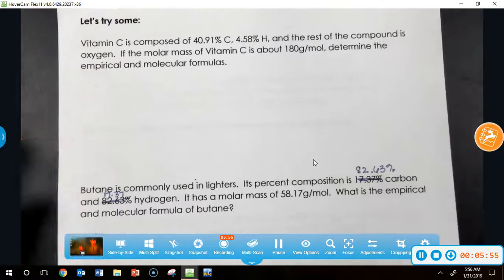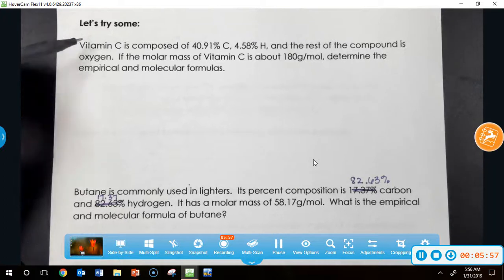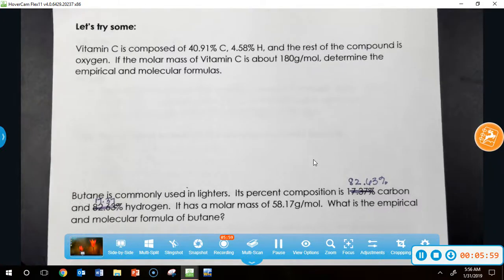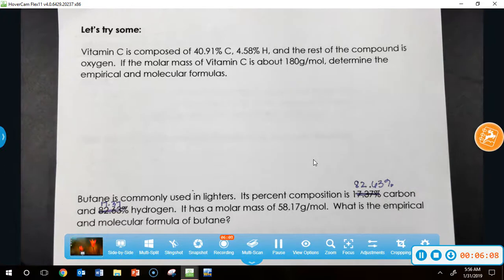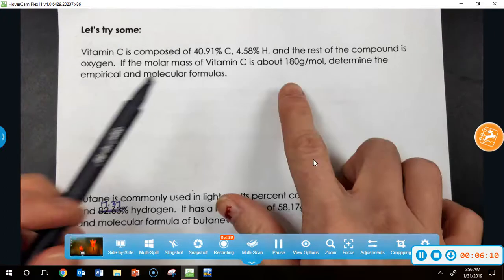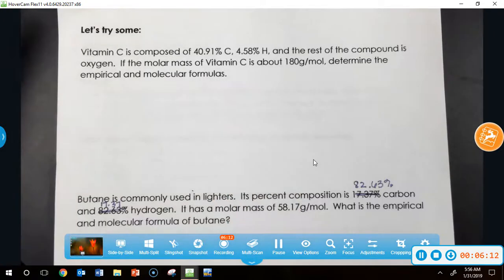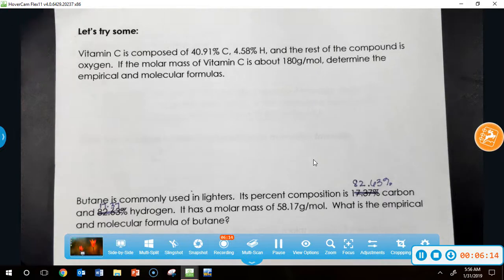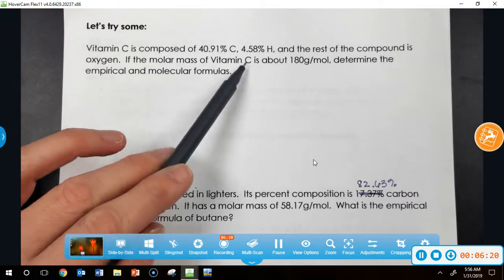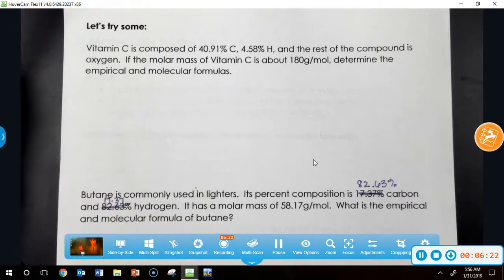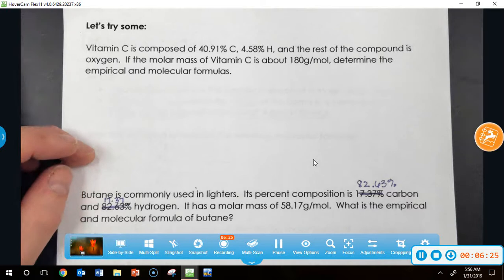Okay, so you might recognize this one as the warm-up that you did on Thursday, but now I have given you the molar mass of vitamin C. So you've already calculated the empirical formula of vitamin C. If you still have that work, feel free to just glance at that and start your problem at calculating the molar mass.